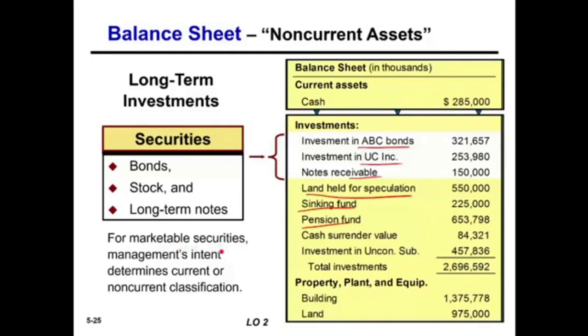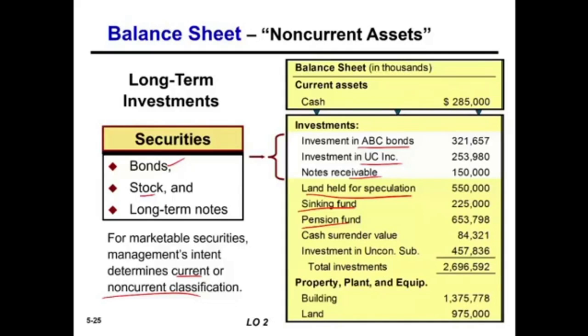For marketable securities, management intent determines current or non-current. So if you have stocks and bonds, how do you know if the stock or a bond is current or non-current? It all depends on the company's intent. Are they planning to hold them in the short term? Are they planning to sell them in the short term? Are they planning to hold them forever? Or it's someplace in between? This is how we determine if it's trading, held to maturity, or available for sale.